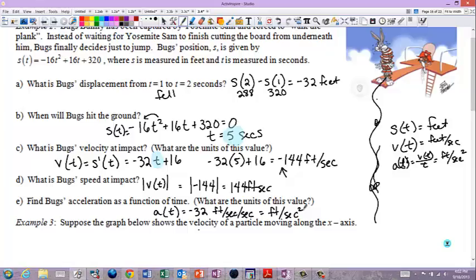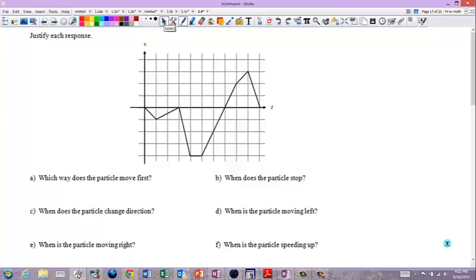Suppose the graph below shows the velocity of a particle moving along the x-axis. So flip your paper. This graph is velocity. Very important. This is a big deal. We're going to be doing tons and tons of these graphs.